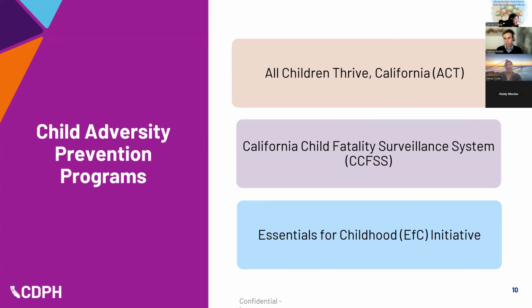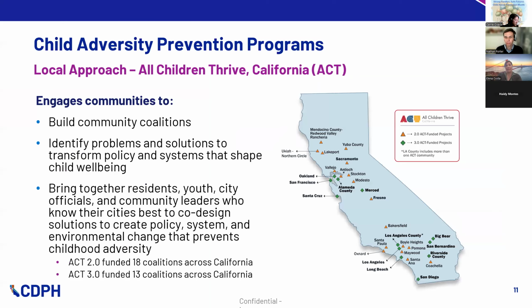So with that, I'm going to transition now to describing a little bit about how the California Department of Public Health Violence Prevention Program Section programs that are focusing on childhood adversity prevention are organized and some of the work that they're doing. So we have three main efforts that we utilize within the Violence Prevention Program Section to prevent childhood adversity. And these are the All Children Thrive California Project, the California Child Fatality Surveillance System, or CCFSS, and the Essentials for Childhood Initiative.